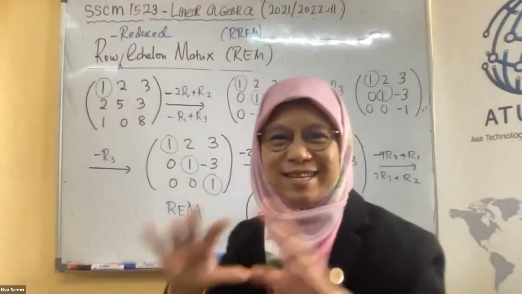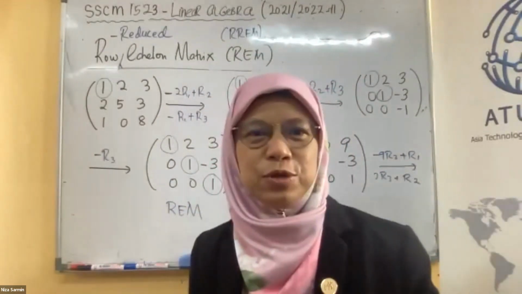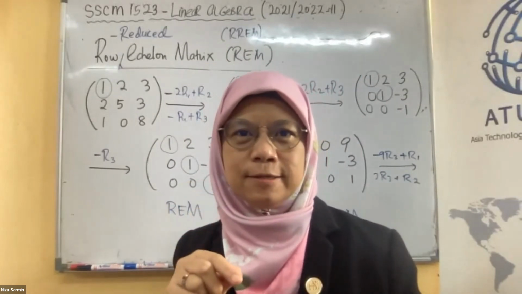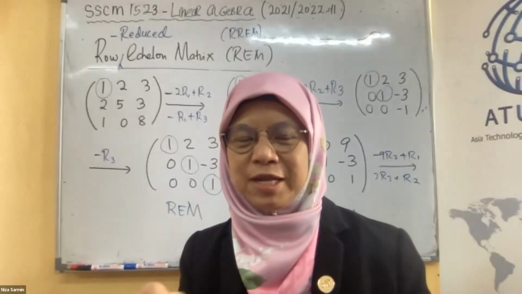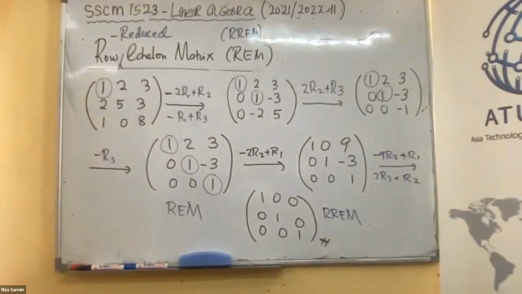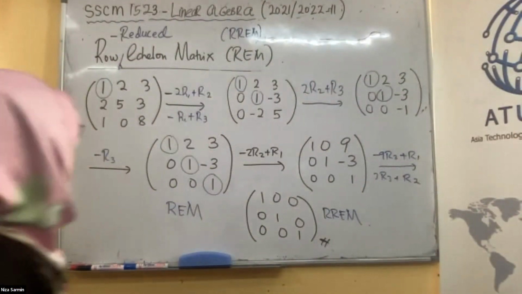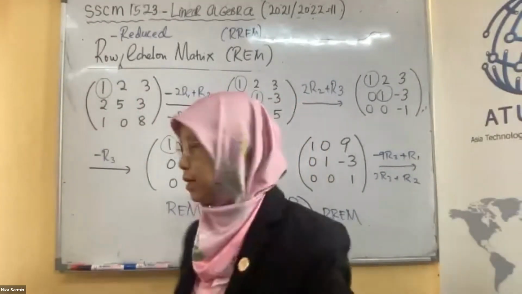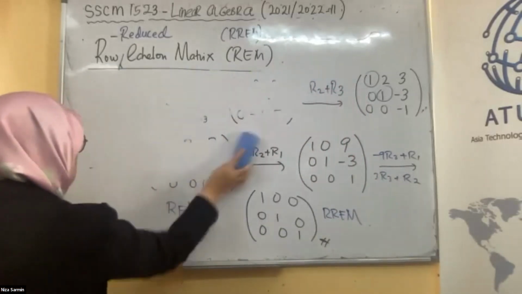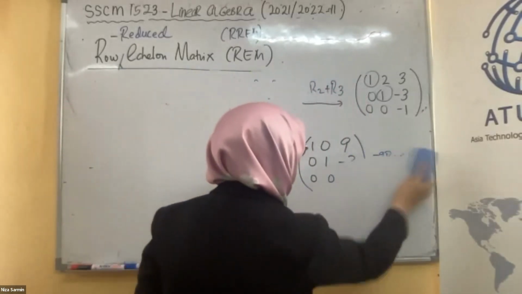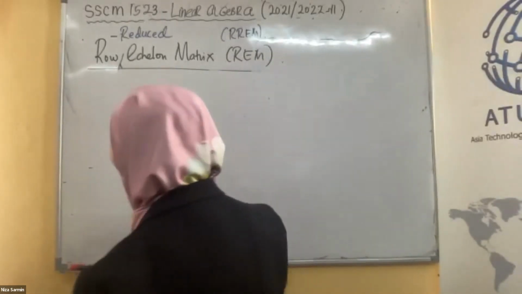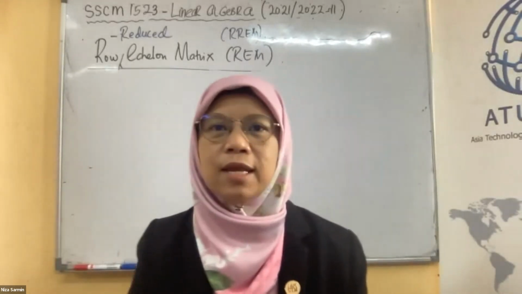All right, so this is the last class about the row reduced echelon matrix. Today we will look into one other example and see how we can do this row reduction. This is the one that I gave. Let's do another one before we move on to the next topic.